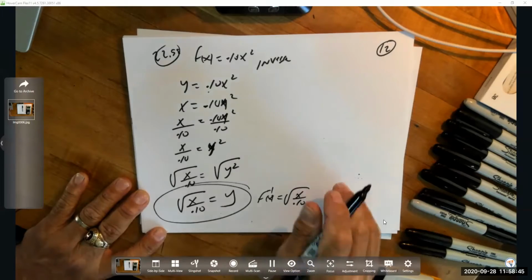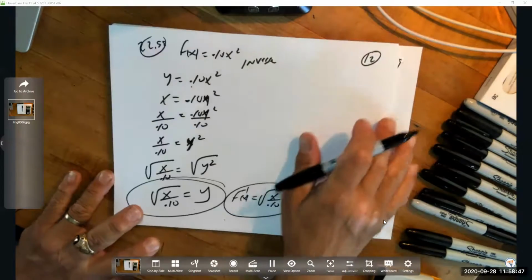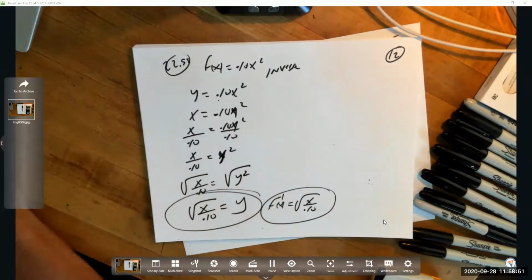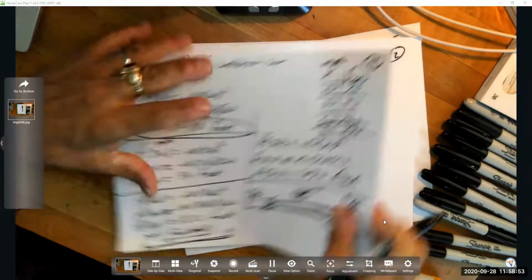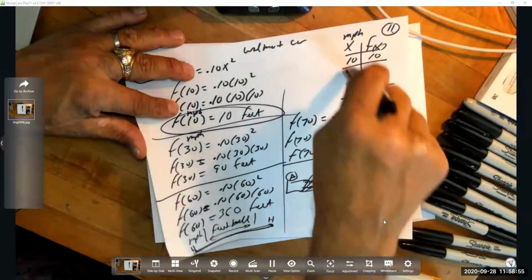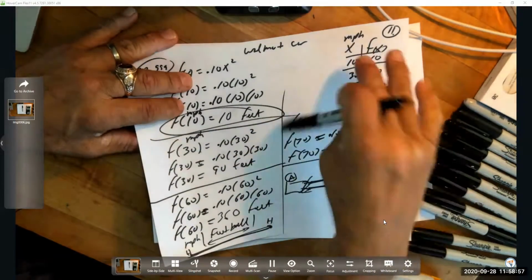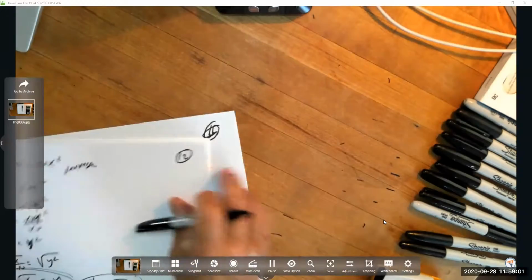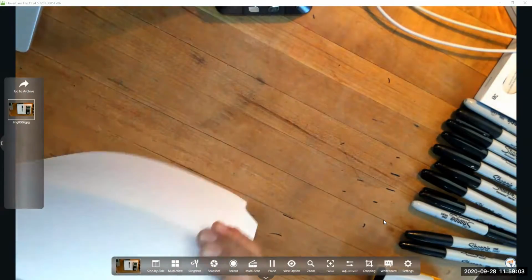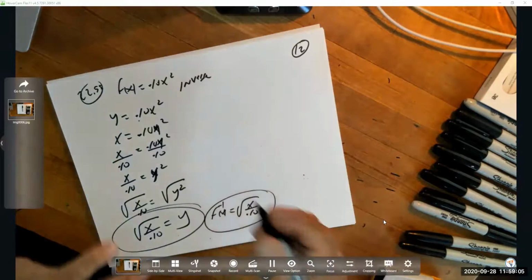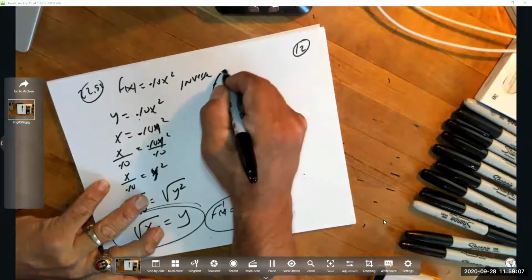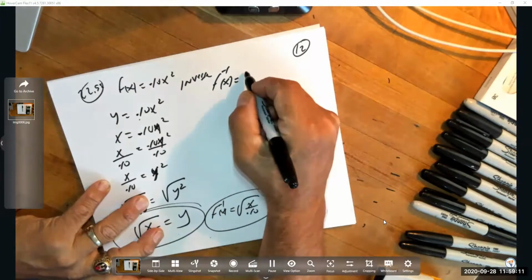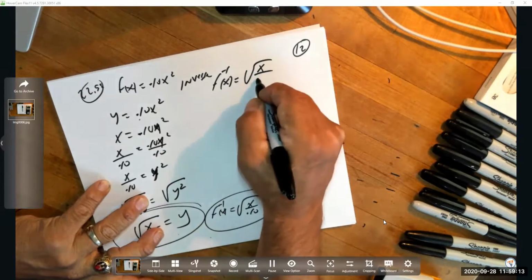All right. So now what does that do? What it does is it turns this table, and I'm gonna write it more in a second, this table that tells you if you know the miles per hour, how many feet. Now you're gonna flip it. I'll show you what that means by flip it. So let me write it up here. F inverse of x is square root of x over 0.10.